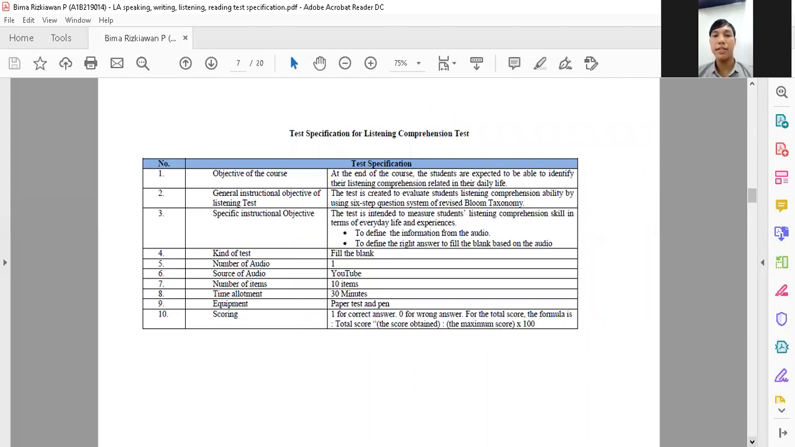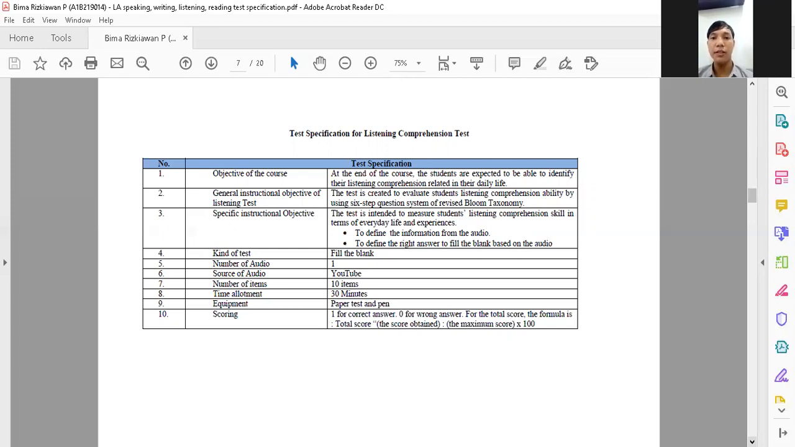And the next test specification is for the listening comprehension test. The objective of the course: at the end of the course, students are expected to be able to identify their listening comprehension related to their daily life. General instructional objective of listening: the test is created to evaluate students' listening comprehension ability by using the 6-step question revised Bloom taxonomy.